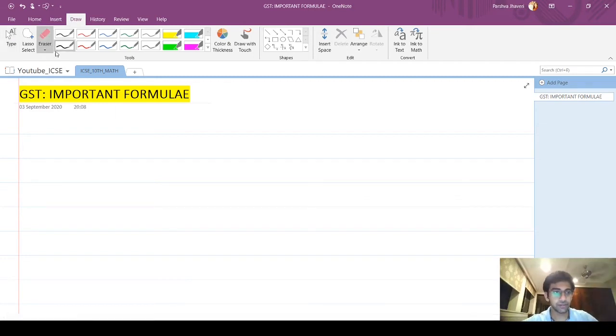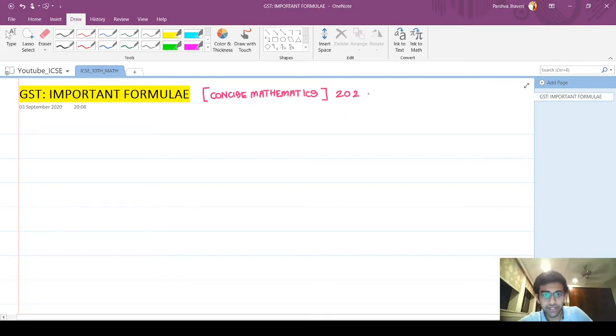So the first chapter in your mathematics textbook, by the way, I'm going to be referring to examples, sums, and formulae from the Concise Mathematics textbook, the 2020 edition. In GST, there'll be five formulae that you have to use. The first thing is going to be profit.